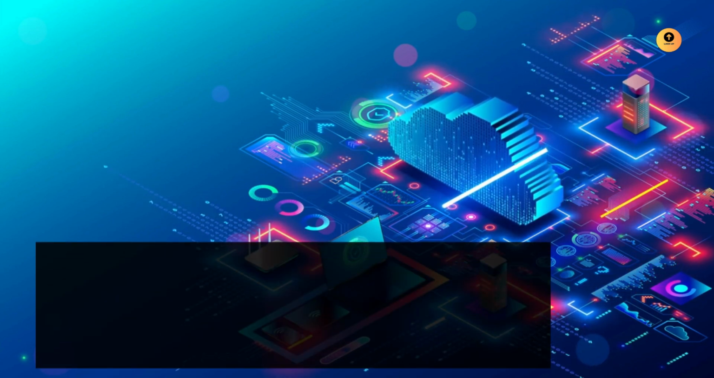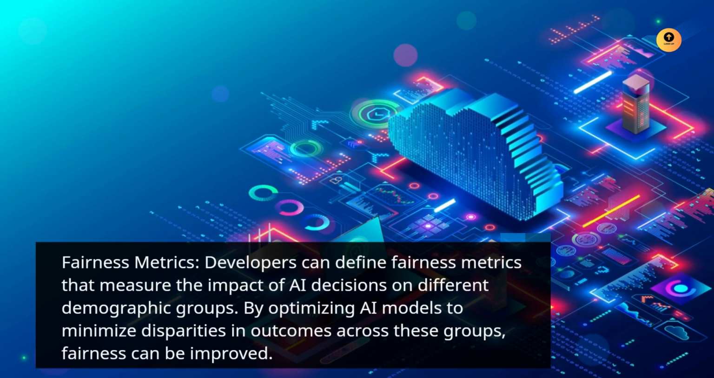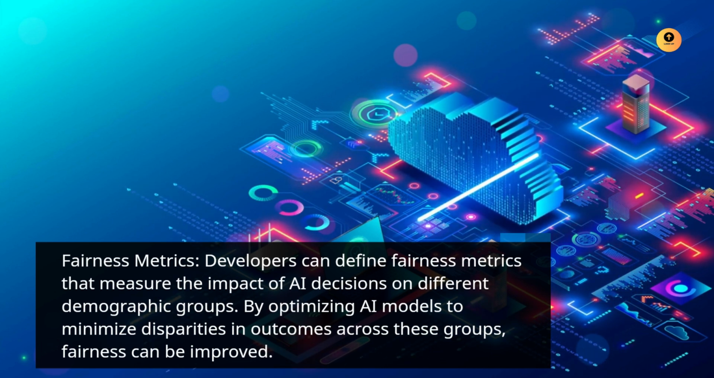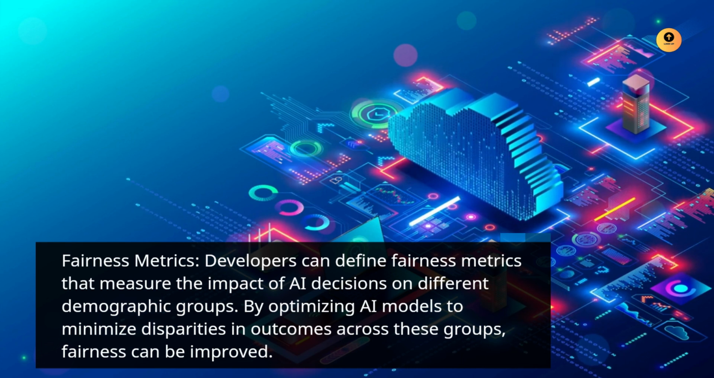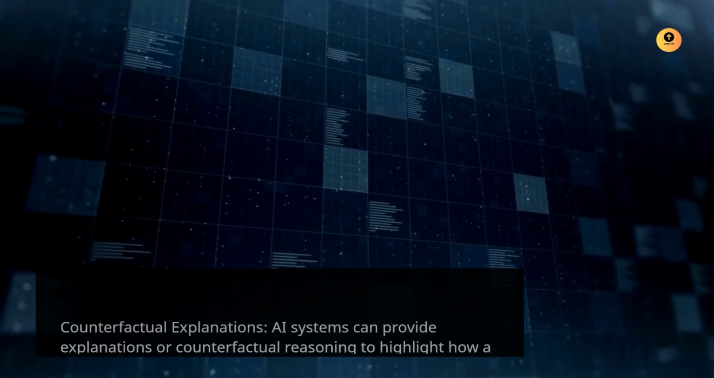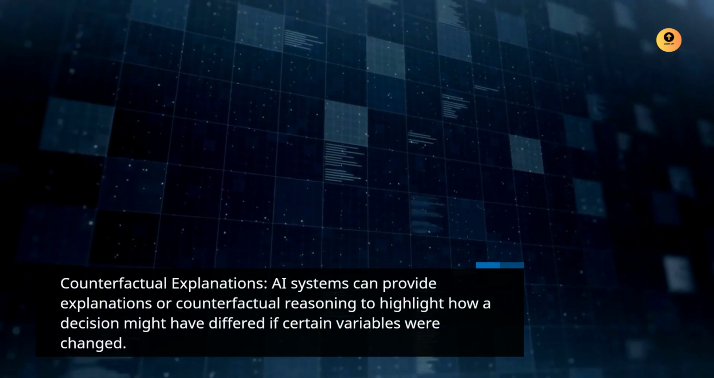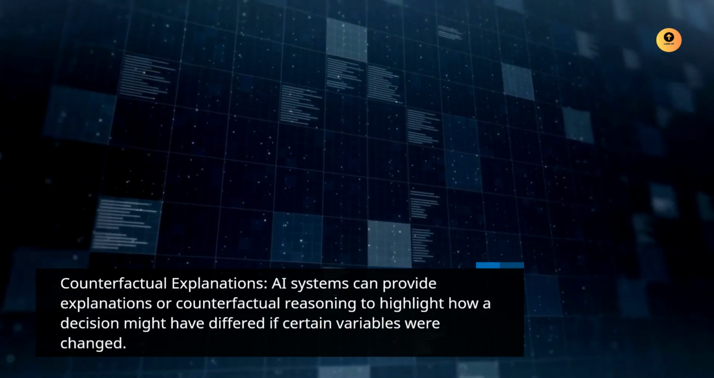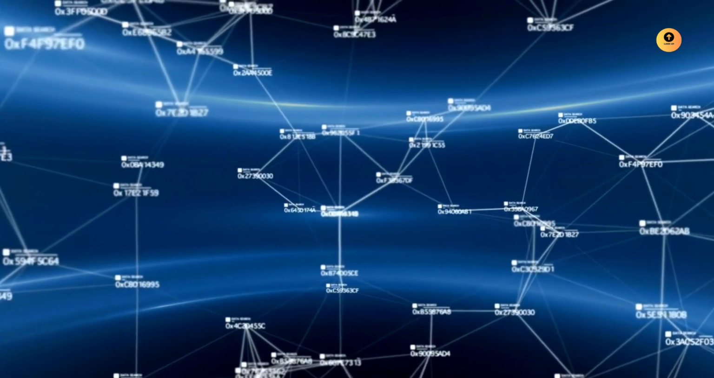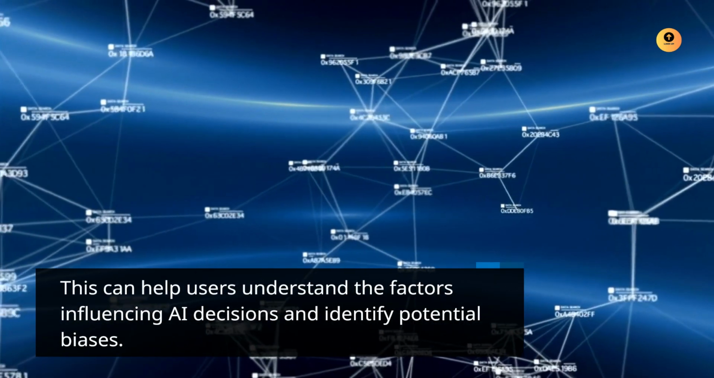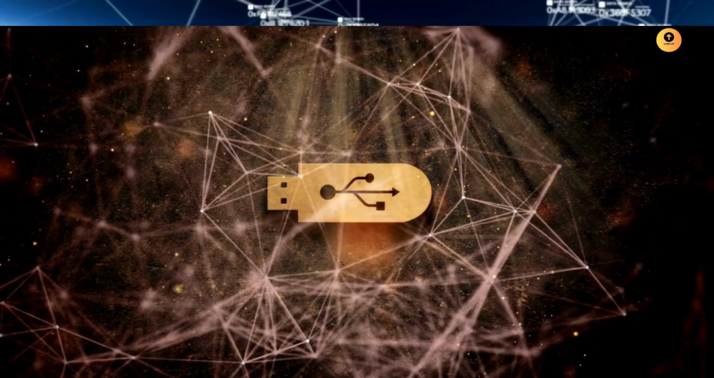Fairness metrics. Developers can define fairness metrics that measure the impact of AI decisions on different demographic groups. By optimizing AI models to minimize disparities in outcomes across these groups, fairness can be improved. Counterfactual explanations. AI systems can provide explanations or counterfactual reasoning to highlight how a decision might have differed if certain variables were changed. This can help users understand the factors influencing AI decisions and identify potential biases.